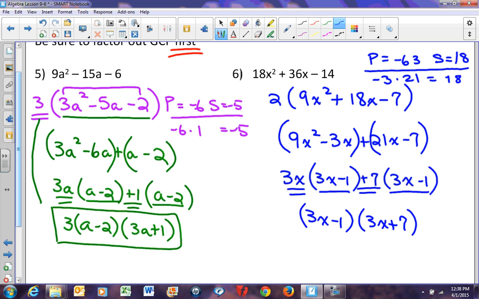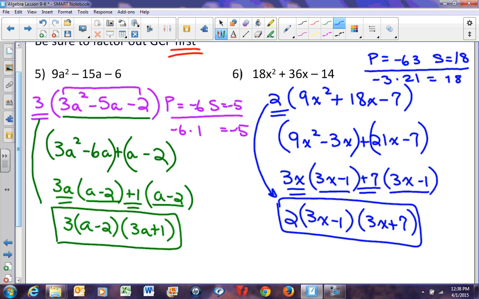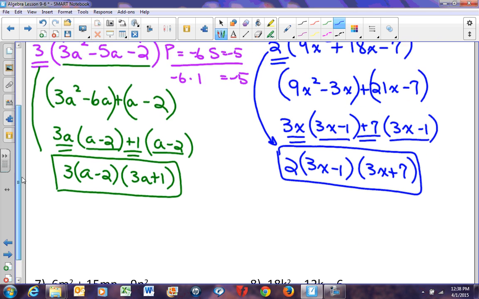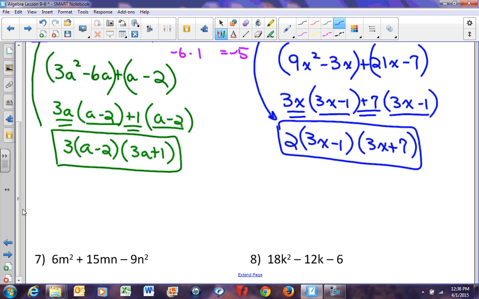And don't forget, we took a 2 out right here, so we need to put that back at the front. So it's 2 times parentheses 3x minus 1 times parentheses 3x plus 7. And there you go. 2 more.